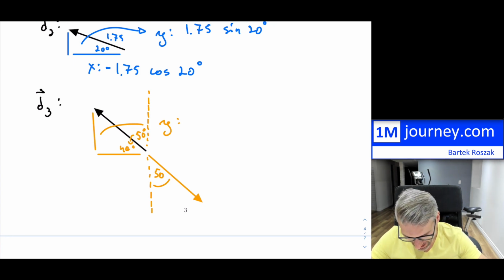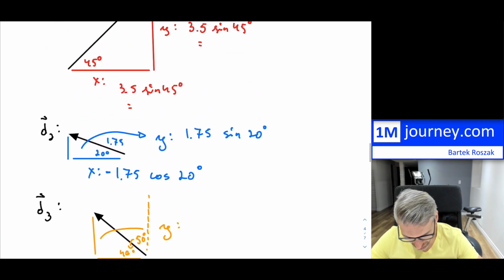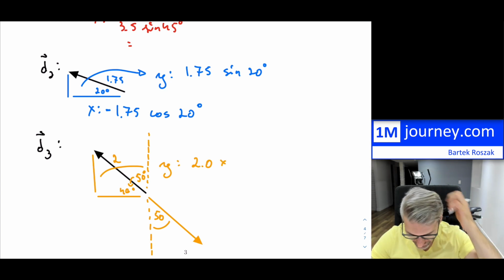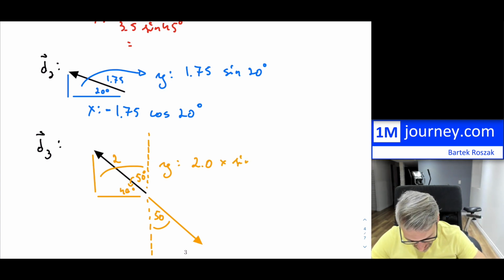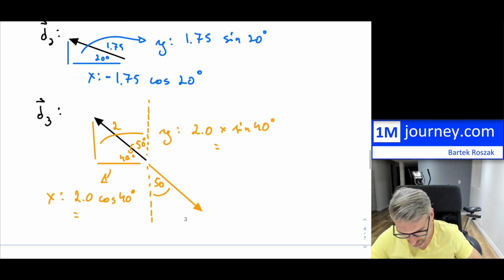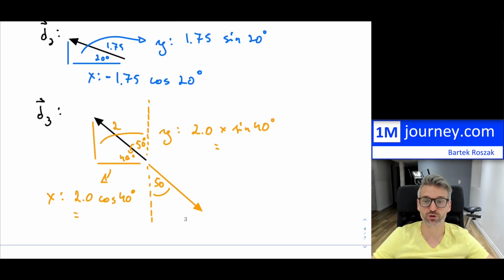So if that's the case, then my y is going to be, now this was 2, I think. Yeah, this is 2 kilometers. So this is going to be 2 multiplied by sine of 40, and then my x component right here is going to be 2 cos of 40. All right, so that's what we would have in there. Those are the 2 pieces.